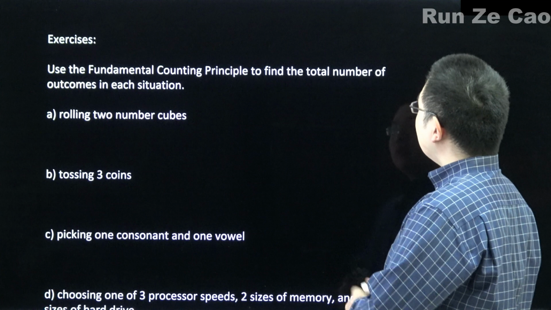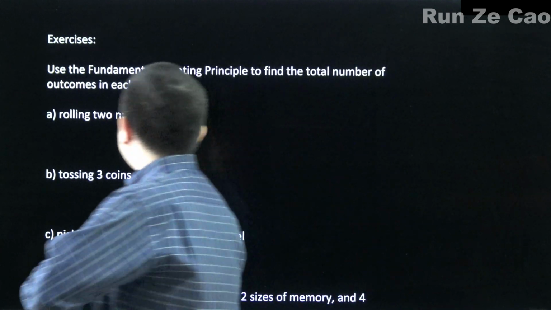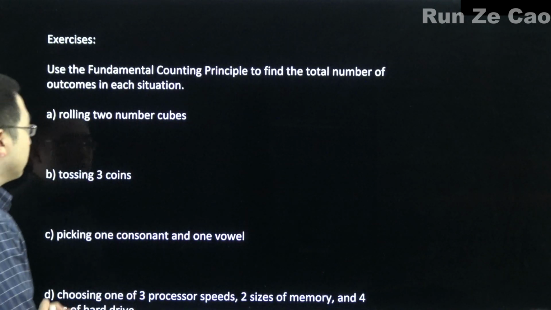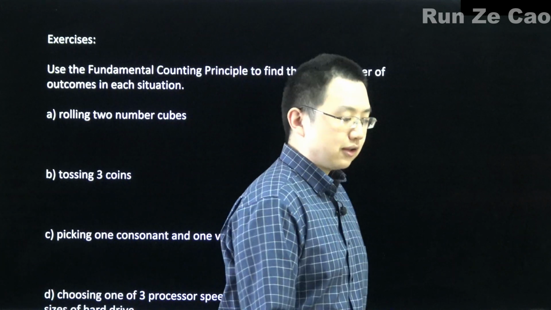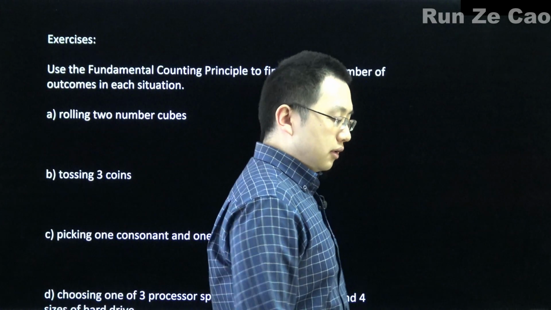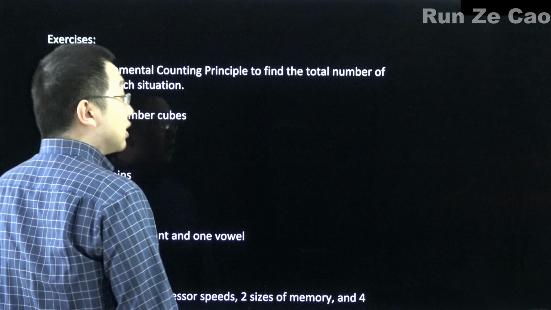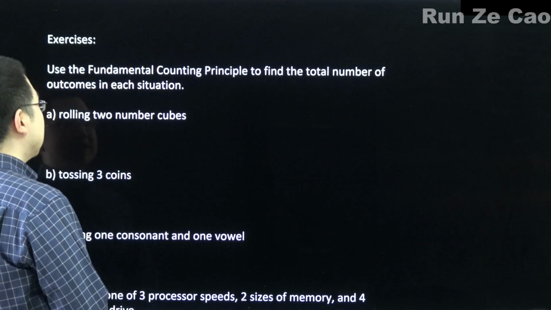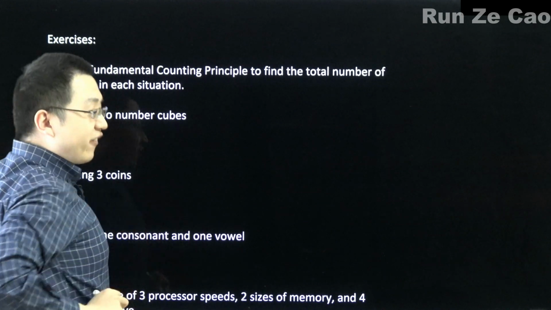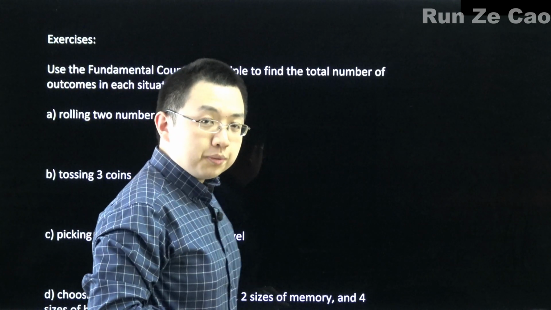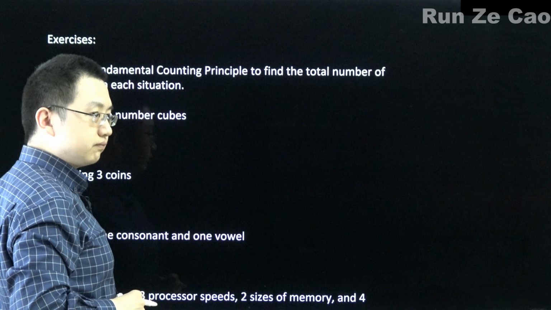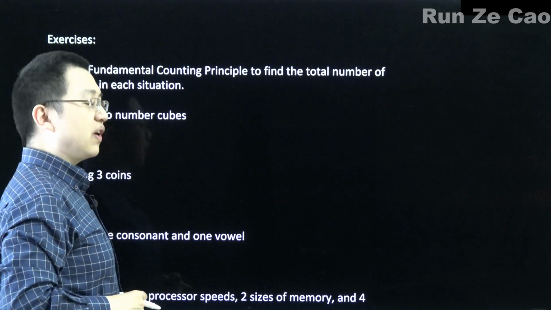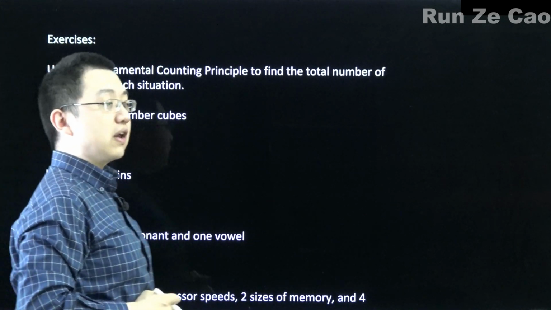Exercises. Use the fundamental counting principle to find the total number of outcomes in each situation. Say we're rolling 2 number cubes, aka 2 dice. That's a plural. Okay. Anyway, by default, we consider number cubes. Wait. How many faces does a cube have? Oh, it has 6 faces.